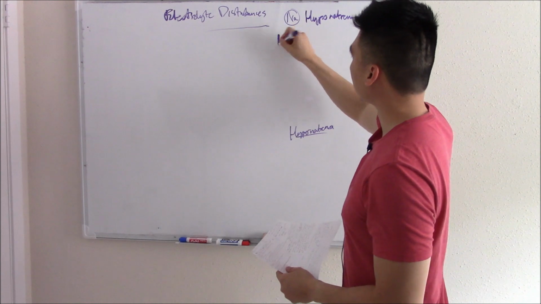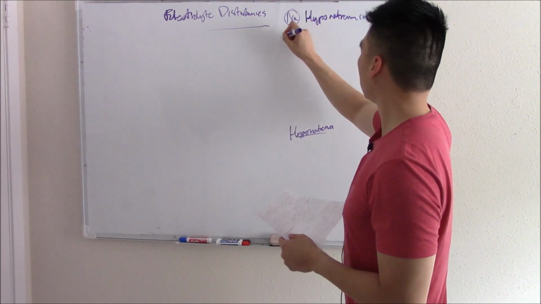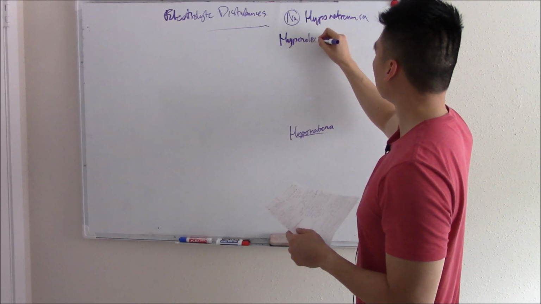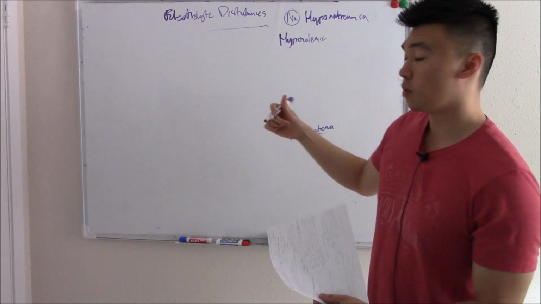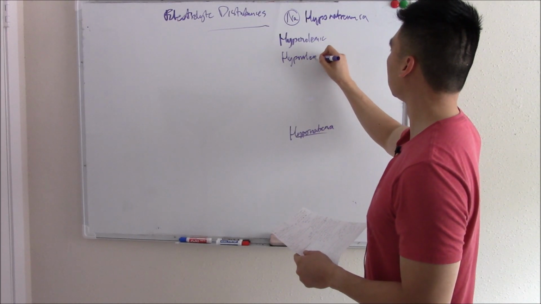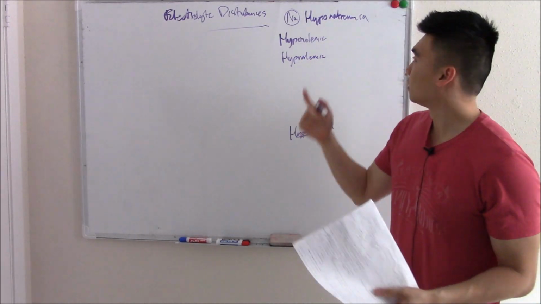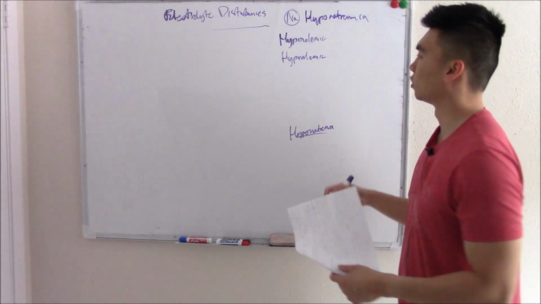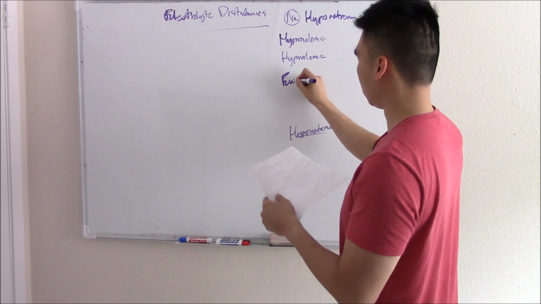We can break it down into having too much water in the body, hypervolemic, too little water in the body, hypovolemic, or maybe you have decreased salt, but you have a normal level of fluid in the body. We call that Euvolemic.